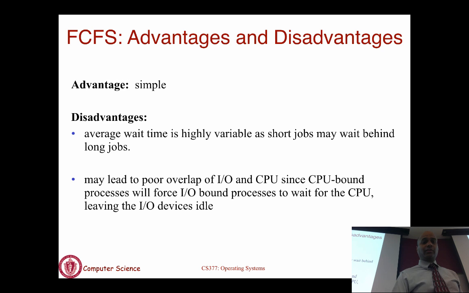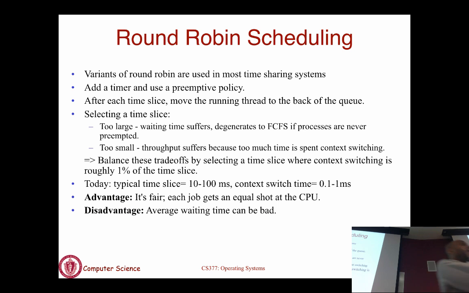Okay, so that's the disadvantage of FCFS, variable waiting time. Let's look at the next policy now. This one is called round robin. It's also a very straightforward policy. In fact, it's the simplest preemptive scheduling policy.